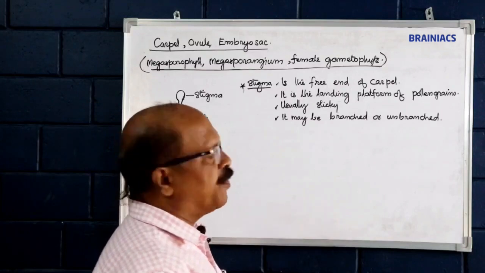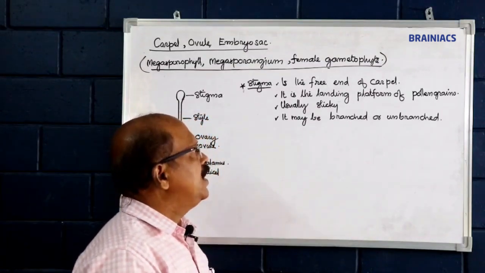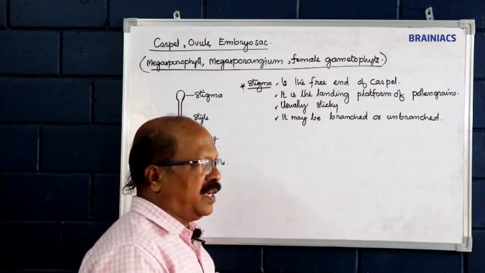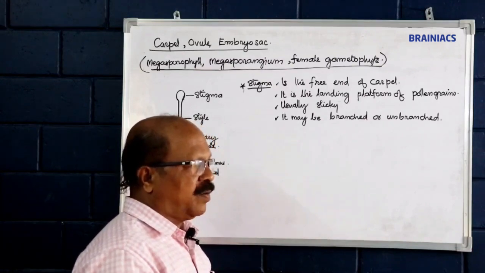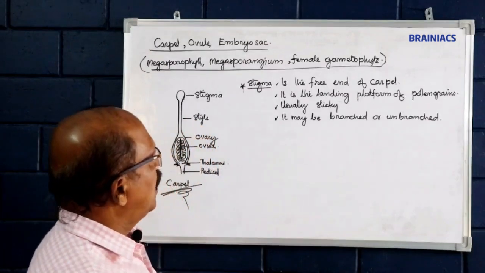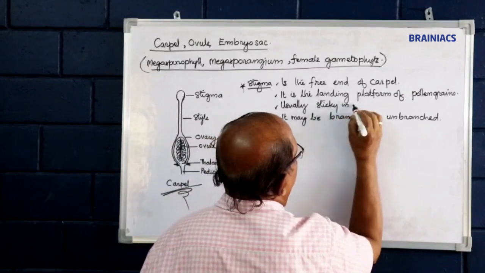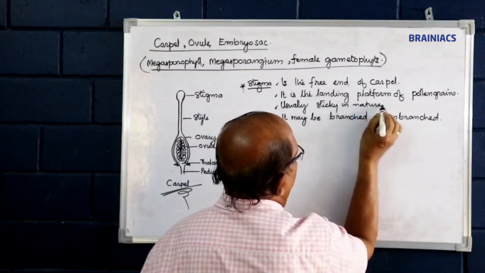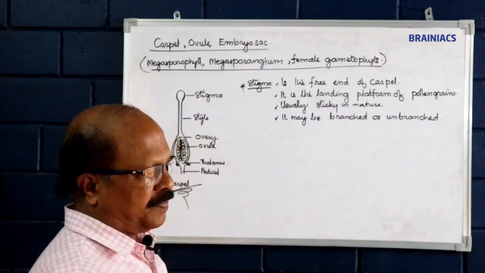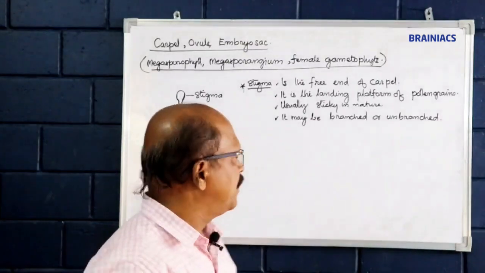Stigma is the free end of carpel, maybe solid. It is the landing platform of pollen grains. Pollen grains are deposited, or the receptive center of pollen grains will be the stigma. Usually sticky in nature. It may be branched or unbranched. That is about the stigma region.